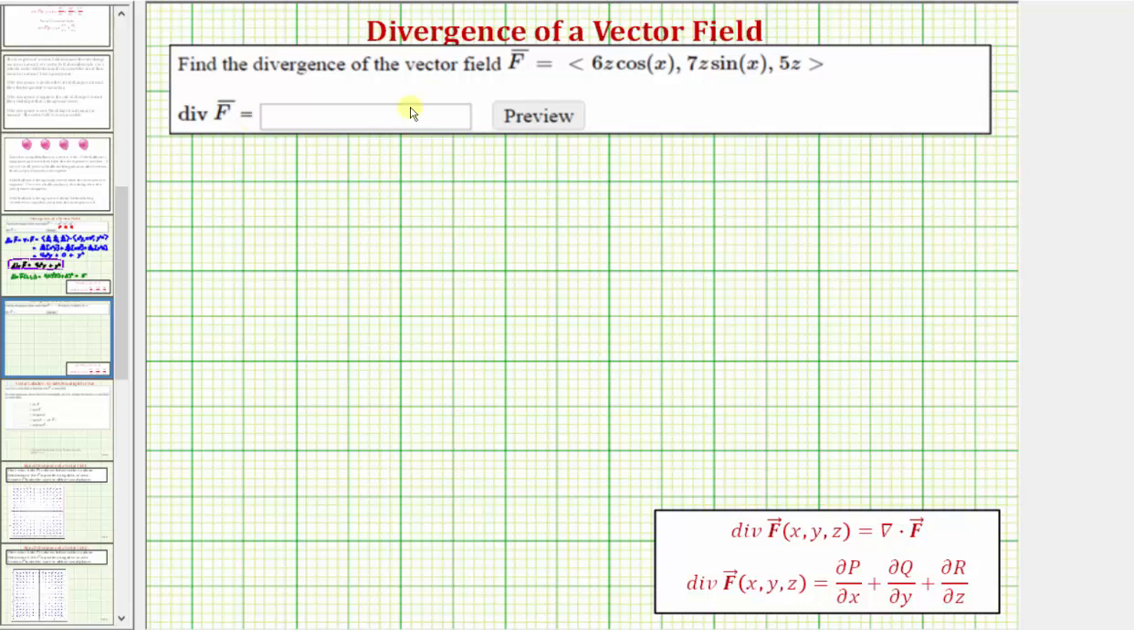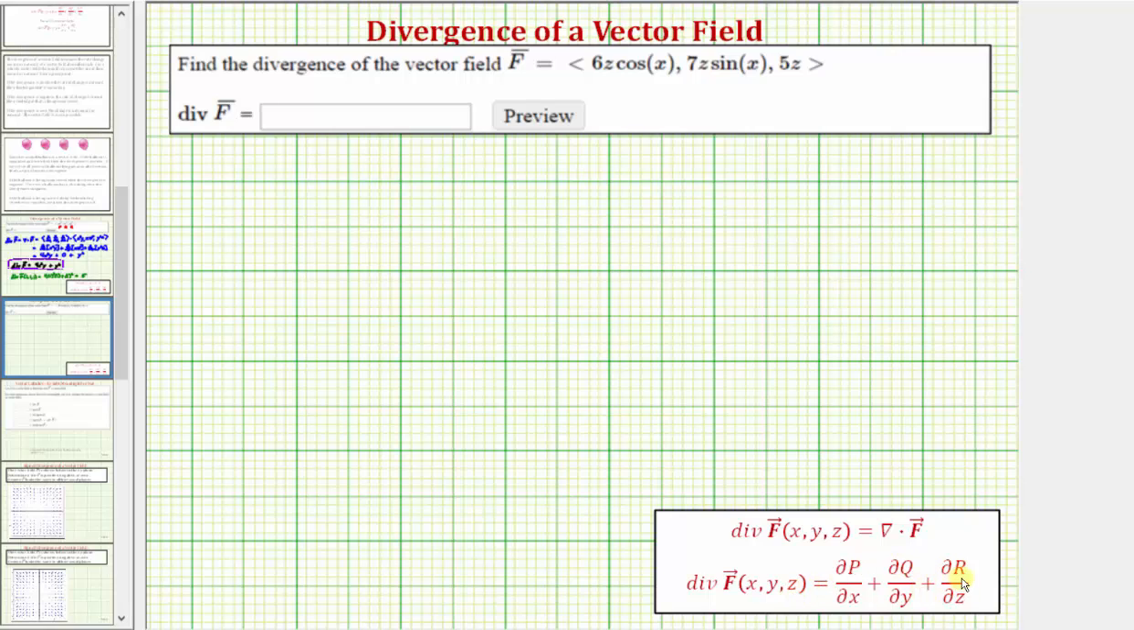We want to find the divergence of the given vector field. The divergence of the vector field is denoted using this notation here, where we often say div f, and it can be expressed as this dot product, where we have del, or the differential operator, dotted with the vector field f, where if f has an x component of p, a y component of q, and a z component of r, this dot product is equal to the sum of these partial derivatives.